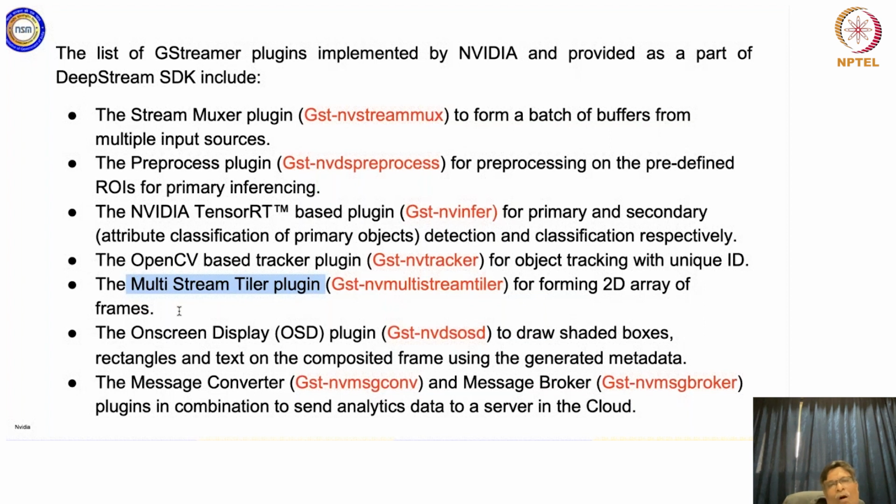And then this on-screen display plugin, GST NVDS OSD, is to draw shaded boxes, rectangles, and text on the composite frame using the generated metadata. So this basically means that your on-screen display is going to actually draw certain boxes, rectangles, and you can display text also on this composited frame, right? Which basically will help you to generate certain metadata if required or something of that sort.